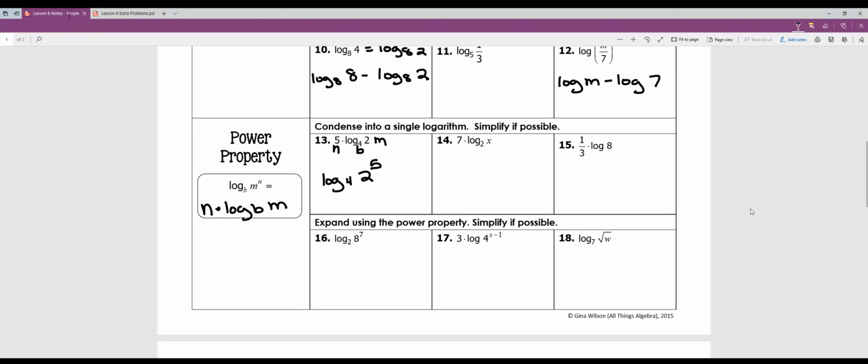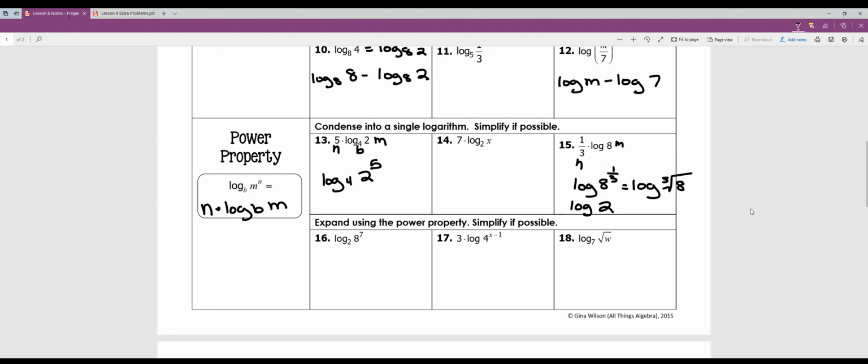But let's take a look at number 15. Again, let's label. This number on the outside is our n. Remember, I don't have a base here, so I assume it's 10. So b would be 10. And then m is our 8. So if I'm going to rewrite this, I'm going to have log, but we don't have to write the base because it's 10, of m. M here is 8. And my exponent is to the 1/3 power. And remember, when I have something to the 1/3 power, that's the same thing as the cube root. So this is the log of the cube root of 8. Well, what is the cube root of 8? The cube root of 8 is 2. So this is log of 2.